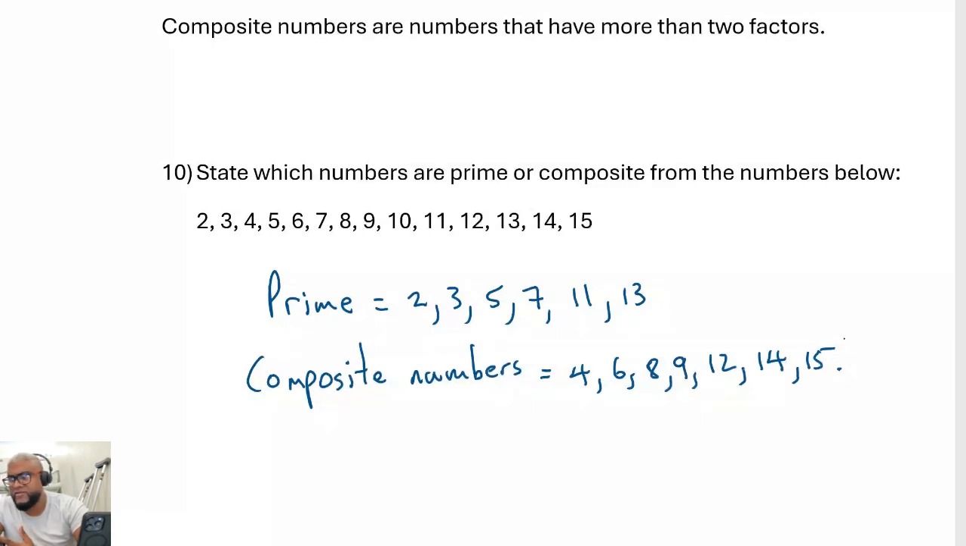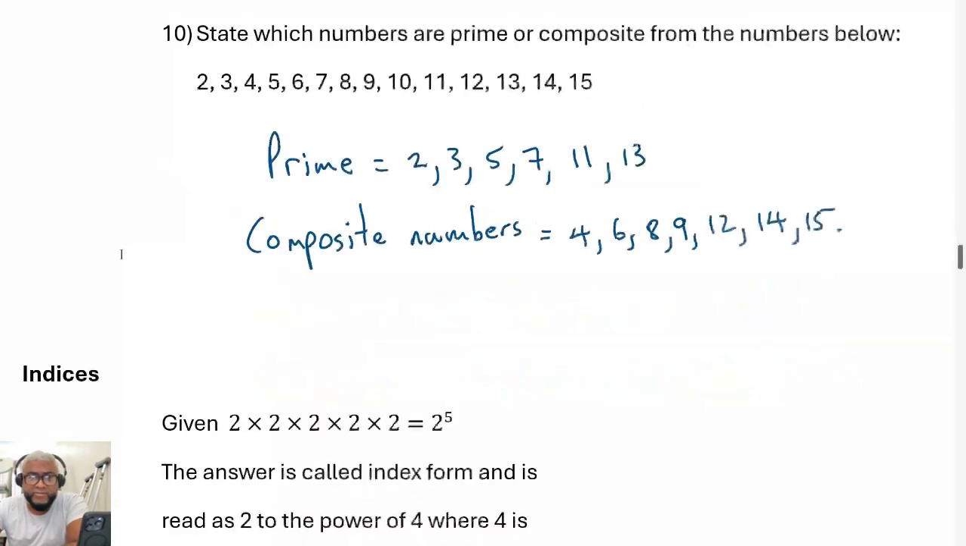Right. Now, I only looked at composite numbers and prime numbers because even and odd numbers, everyone should have a fair idea what even and odd numbers are, right? Even numbers are numbers that can be exactly divisible by 2. Odd numbers are numbers that cannot be exactly divisible by 2, right?